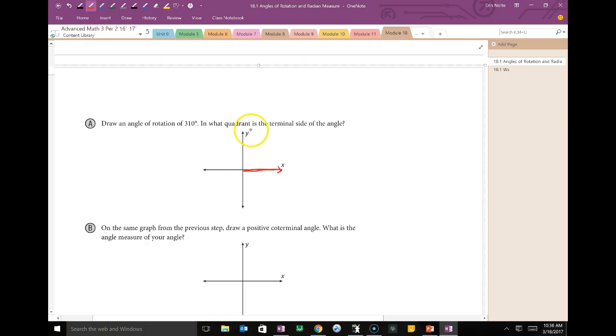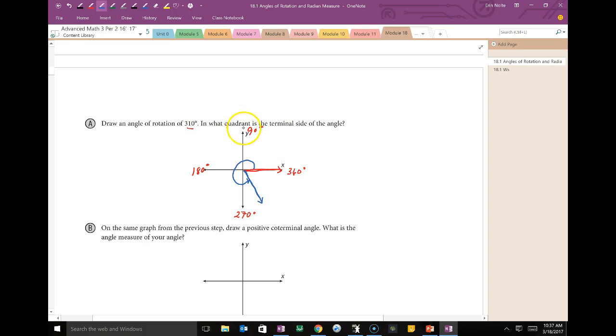Remember that straight up is 90 degrees. Straight to the left would be 180. Straight down is 270, and all the way around is 360. So if we're going 310, it's going to be 40 degrees past 270 degrees. To the best of my ability, I'm going to draw a 40-degree angle off of there, and I'm going to show how I got there. So I rotated in a positive direction, and there's my terminal side.